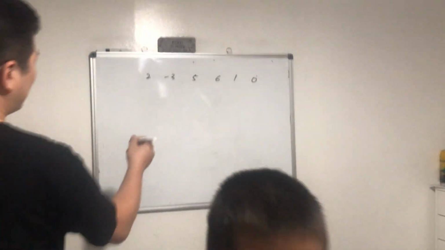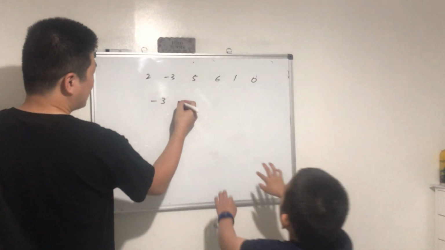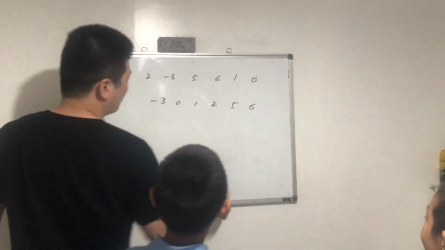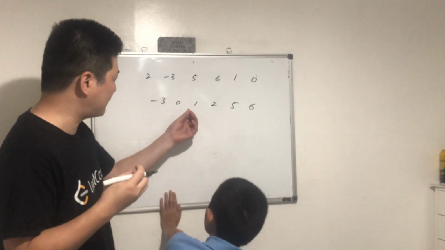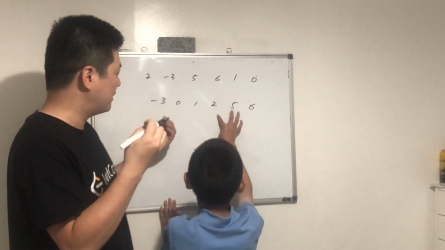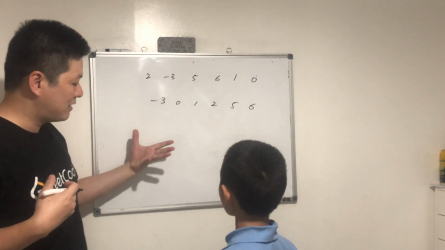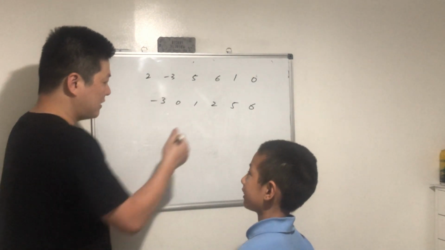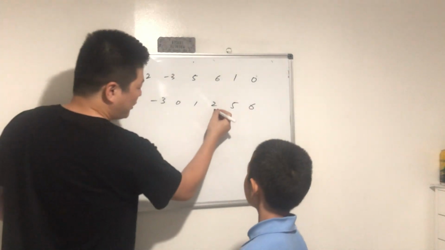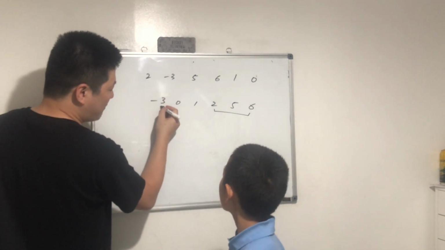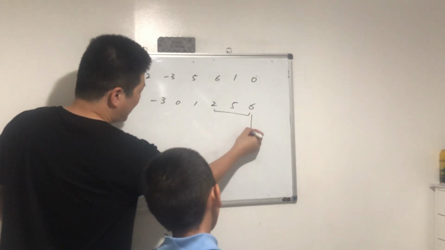If we sort it, this will become -3, 0, 1, 2, 5, 6. So what are the max three numbers you can pick to get the maximum? 2, 5, 6. Yeah. And how do we check it? We first check if there are negative numbers. So we want to check the maximum three numbers, or the maximum and then two other numbers.